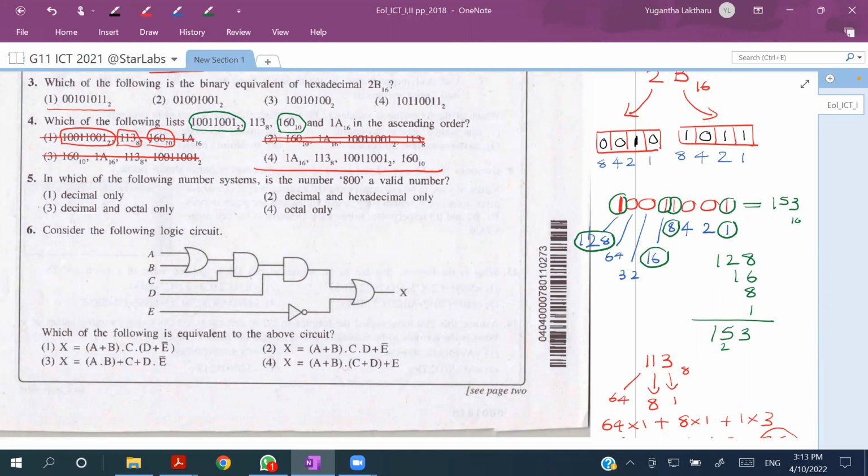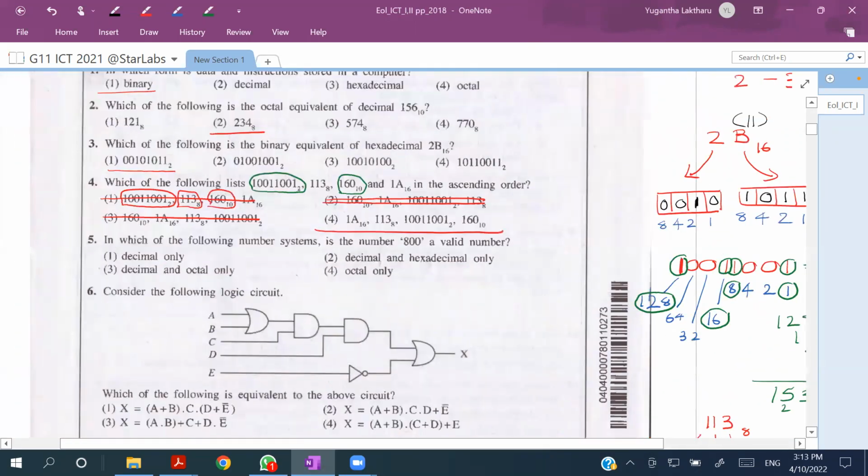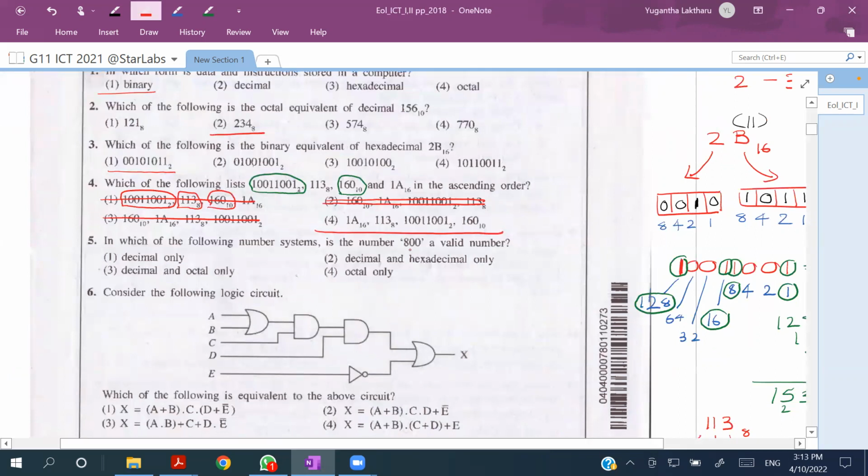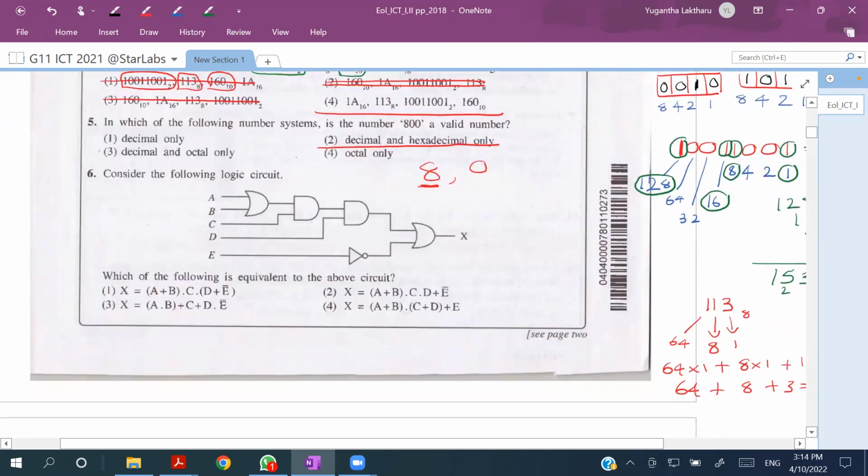Right, great. So moving to the fifth one, in which of the following number systems is the number 800 a valid number? When it comes to the number 800, it has two unique characters, which are 8 and 0. So 8 and 0 are characters of the decimal and the hexadecimal. Binary does not have the character 8. Again, octal does not have the character 8, it's only from 0 to 7. So definitely it's decimal and hexadecimal. So the answer is going to be the second one, decimal and hexadecimal.